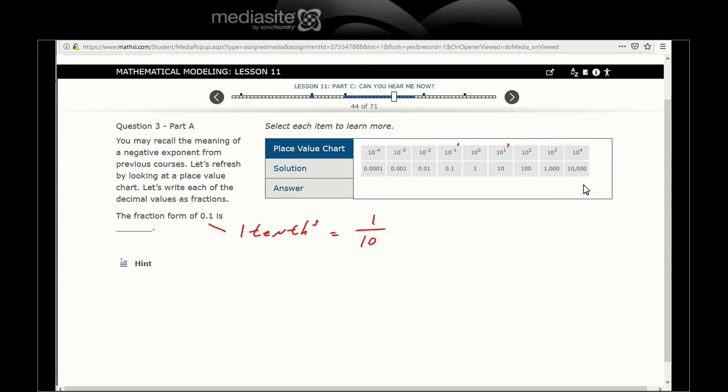10 to the 1 is 10, so 1/10. 10 squared, 1/100. 10 cubed is 1,000, so this would be 1/1,000. Of course, 1/10,000 for the fourth power, 10,000. 10 squared is 100. 10 to the minus 2 is 1/100.